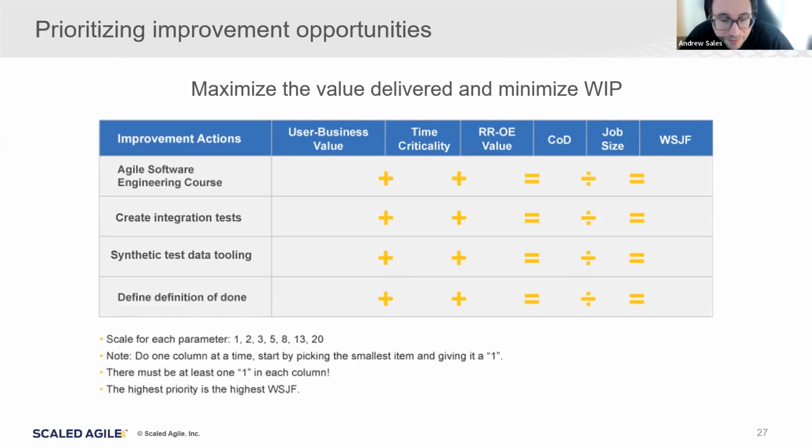And then, of course, we can divide that by the job size to give us the best ratio of value to effort expended. And this is a great way to make sure that you're always addressing both the most important things, but also the things that you have the capacity available to deliver in the time available.